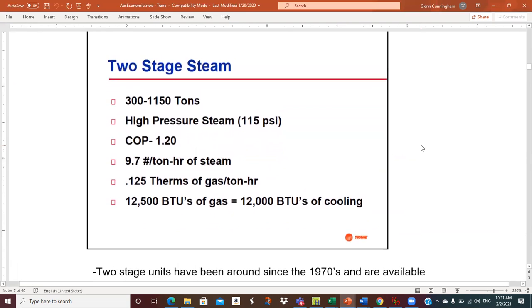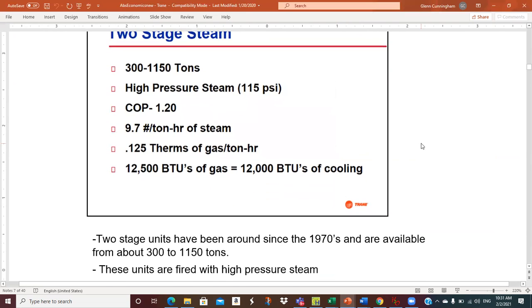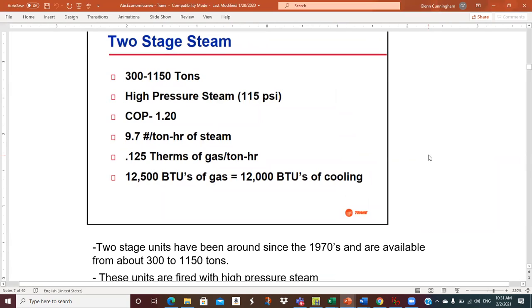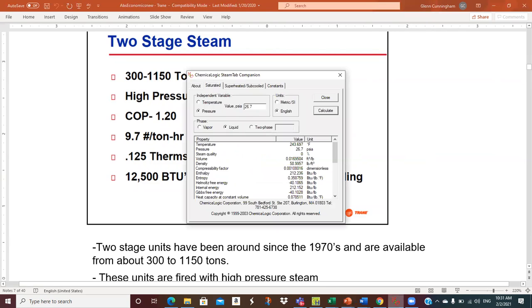Okay, here's the two-stage steam driven. They've been around since the 70s. The single stage have been around since the 50s, that slide said. Size range 300 to 1150. High pressure steam, 115. We can play with our steam. So what is that, 115, about 130, 129.7, right? 129.7, 115, I think that's right.